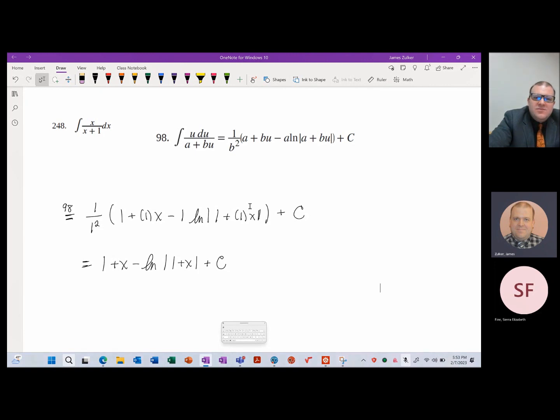Pretty much tracking except for, can you just choose which one to be A or B? You can just choose. Look at the form in 98. A is what? Right, A is just that positive 1. Right, B is the coefficient of your variable.